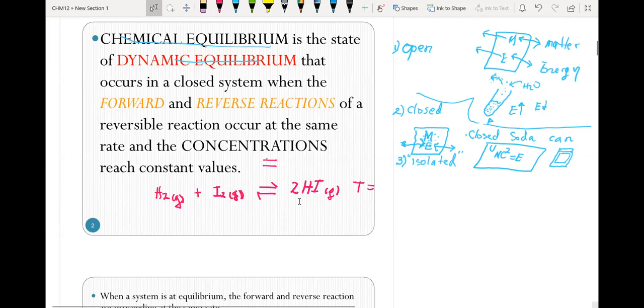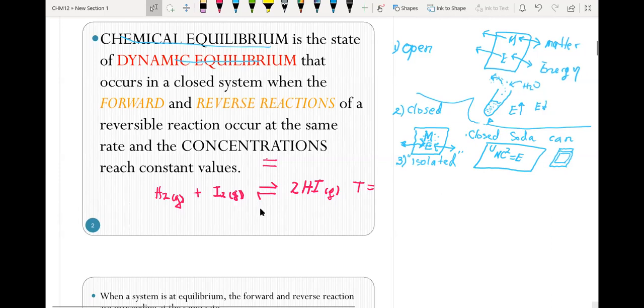It doesn't mean the system is at equilibrium. We have a dynamic situation, but we call it equilibrium. We say the system is at equilibrium only and only when the speed of the forward reaction equals the speed of the reverse reaction. When the forward reaction has the same rate as the reverse reaction. Both occur at the same rate, these two rates.